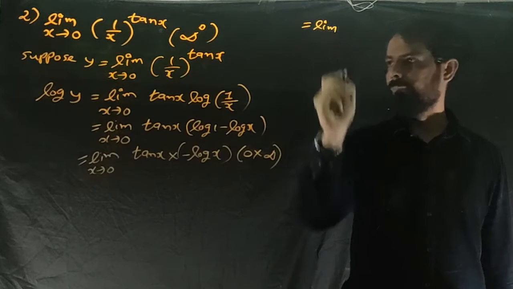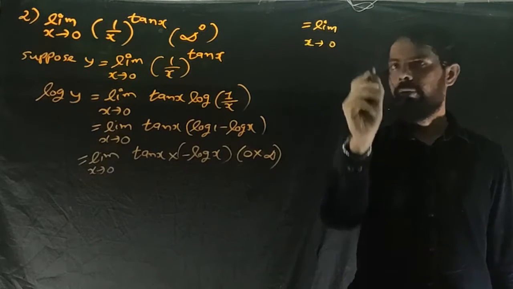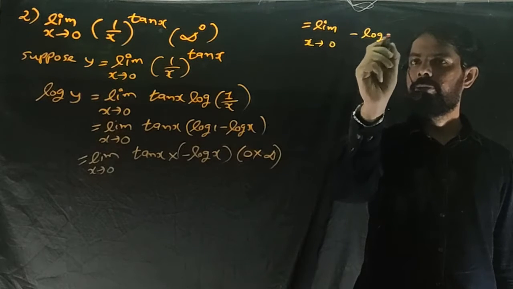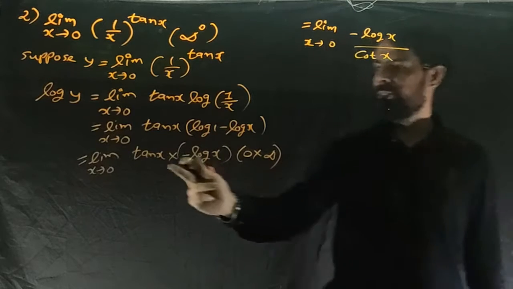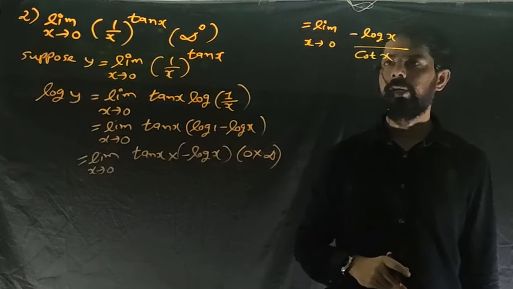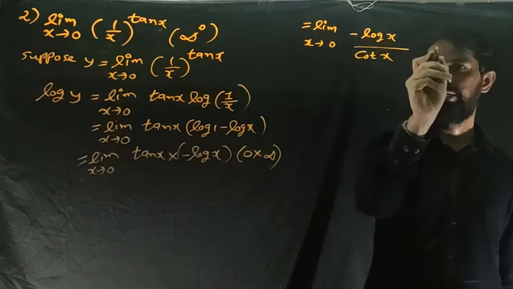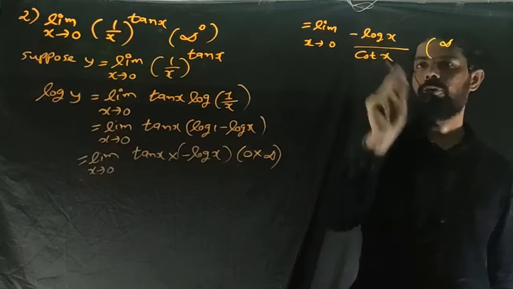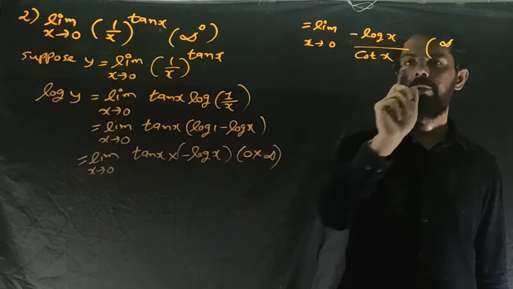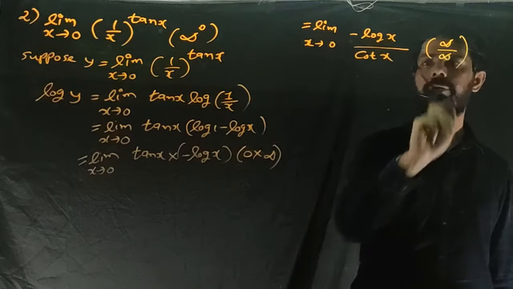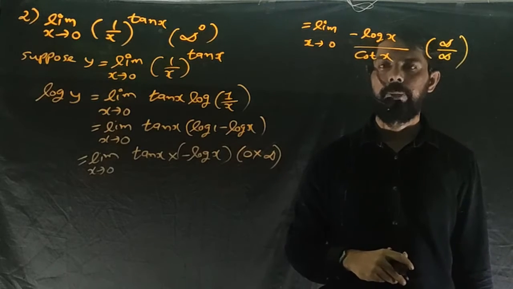limit x tends to 0, minus log x divided by cot x, because tan x can be written as 1 divided by cot x. So now if we replace x by 0, then here the value of log 0 is minus infinity, and here it is minus, so it will be plus infinity, and cot 0 is infinity. So now it is infinity by infinity form, so we can use L'Hopital rule.